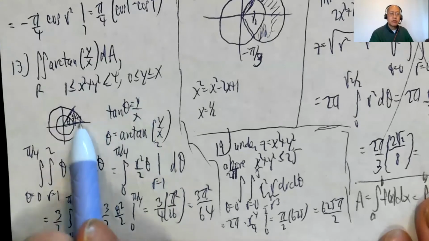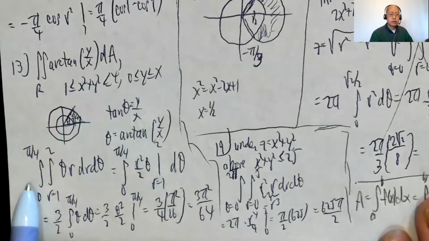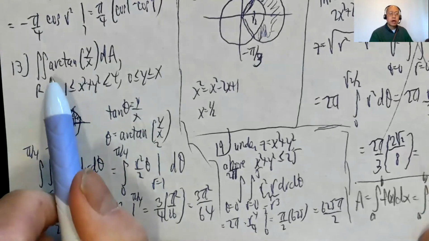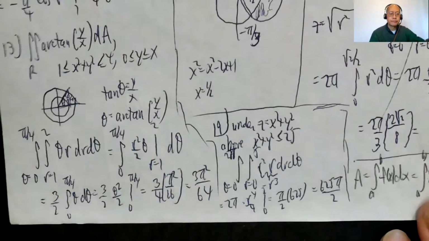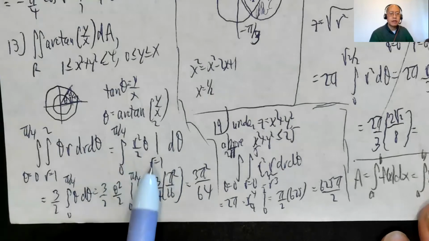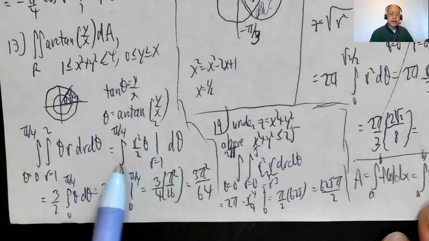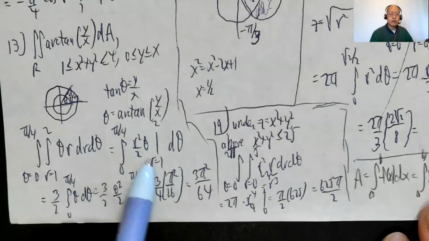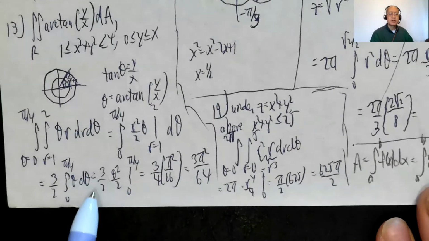Y is between 0 and x. Y equals x goes up at a 45-degree angle. So theta is going from 0 to pi over 4. So arctan of y over x is simply theta, and then R dr d theta. All right, so integrate with respect to R: R squared over 2 times theta, R equals 1 to 2. Take out the half, plug in 2, you get 4, plug in 1, you get 3, so 3 halves. Integral from 0 to pi over 4 of theta d theta.